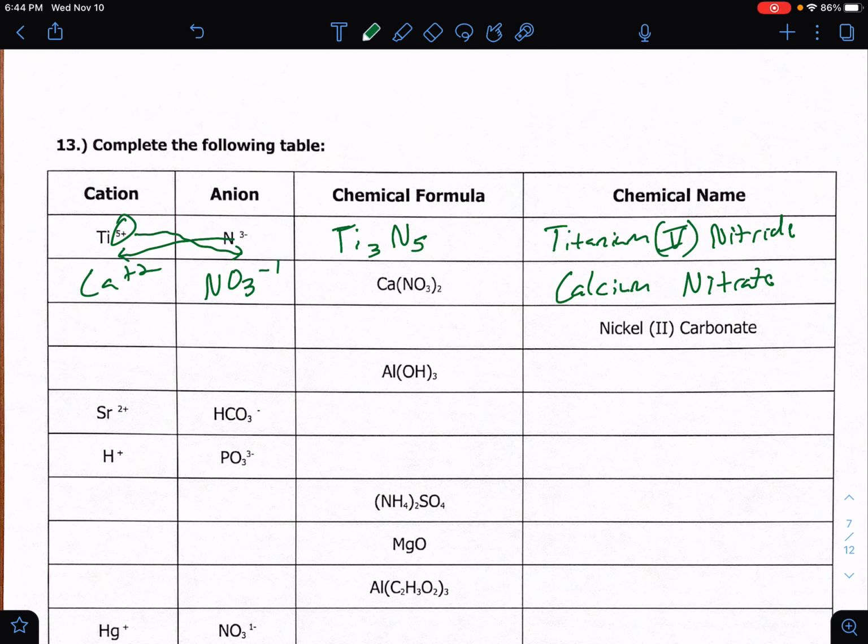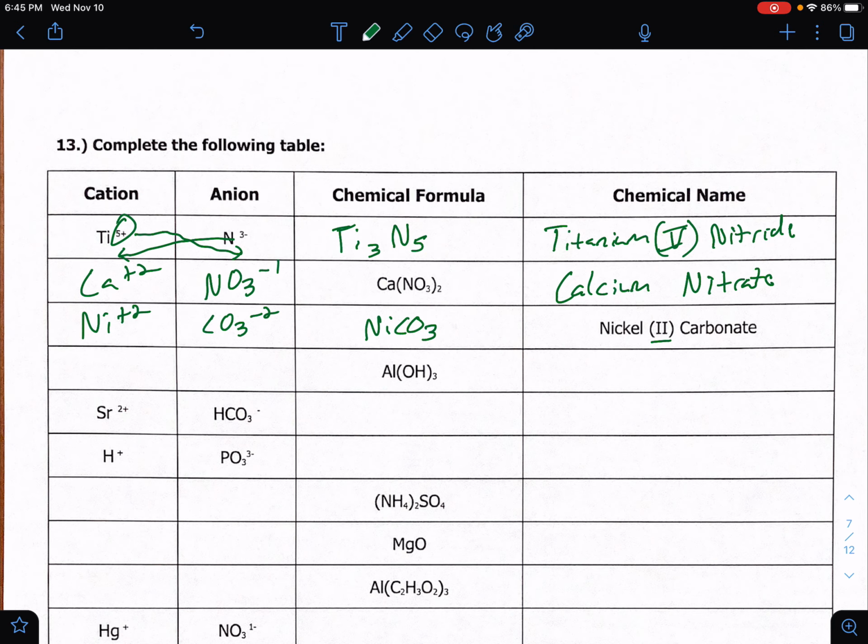Now, next one, I have nickel 2 carbonate, so nickel 2. This 2 means I have a charge of 2. It does not tell me I have 2 nickels. It just tells me I have a charge, so Ni with a +2. And carbonate is on your polyatomic list. That is CO3 with a -2. Those are already balanced, so all I got to do is put them together. So this would just be NiCO3.